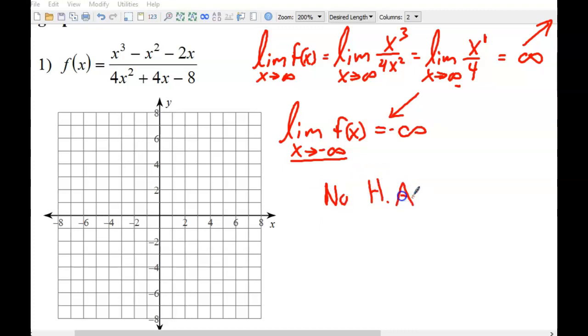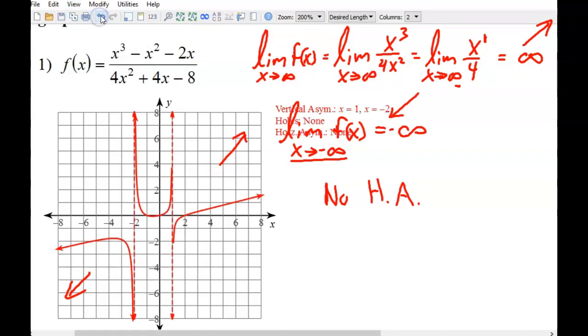When it goes up or down forever, it doesn't have a little barrier that it's getting flattened up against, which is the horizontal asymptote. It just keeps going up. So on the right of my graph it goes up, and on the left of my graph it goes down. Let's see what the actual graph looks like.